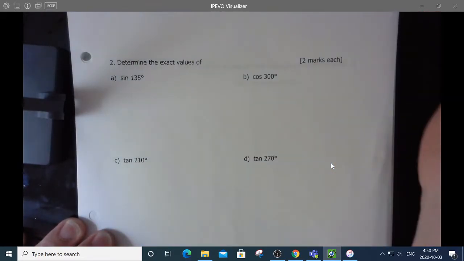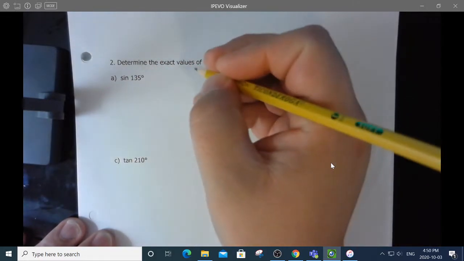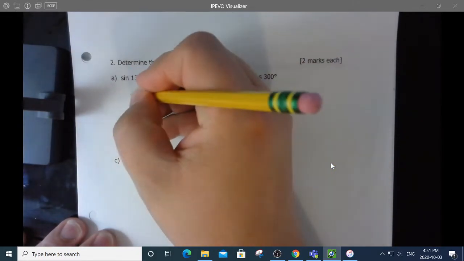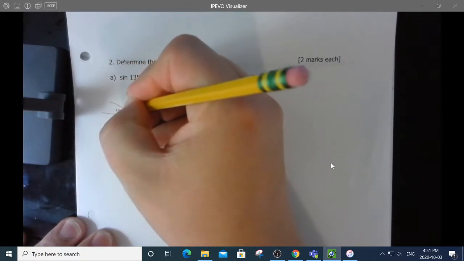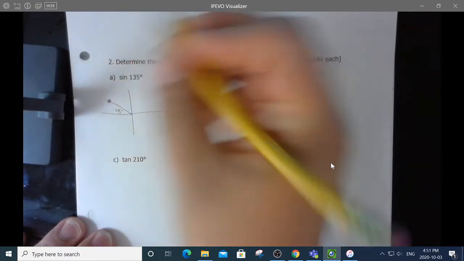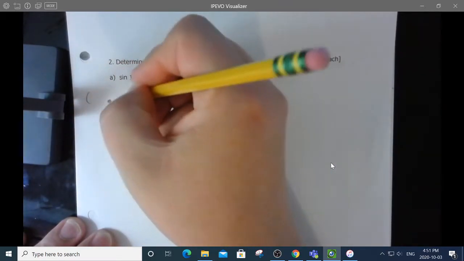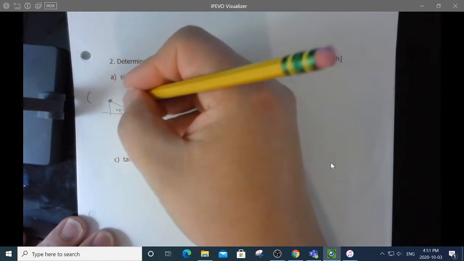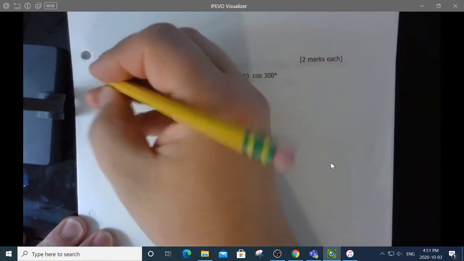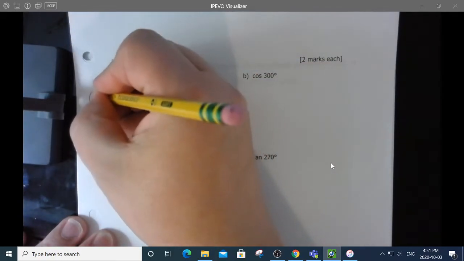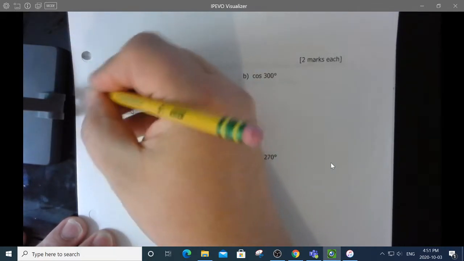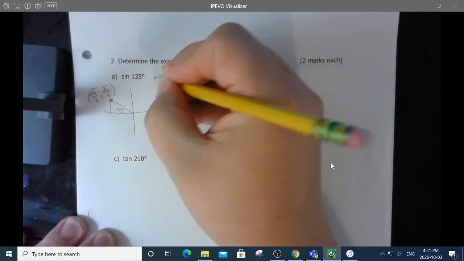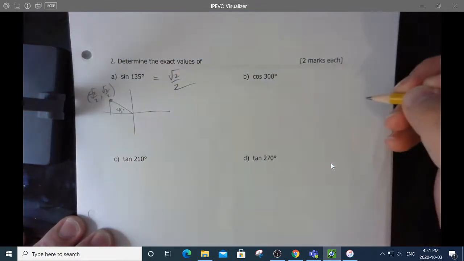So without going back and forth to a unit circle, sine of 135. All right, so I'm thinking to myself, what is the reference angle to that? So 135 is over here, and it has a reference angle of 45. The coordinates for a 45-degree angle are root 2 over 2 and root 2 over 2. On this side, however, that's negative root 2 over 2. But that's only for the x-coordinate. The y-coordinate is still positive.